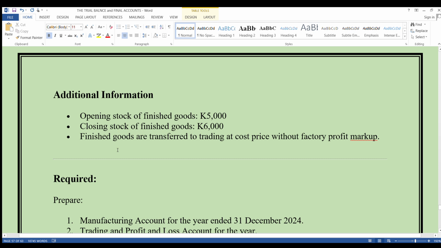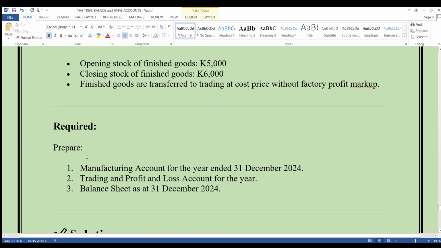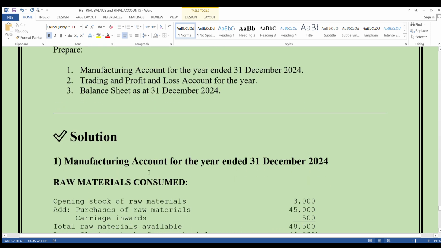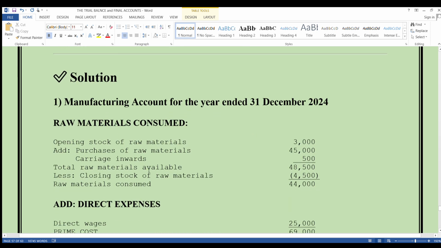in the profit and loss account. Okay, so the requirement is to prepare the manufacturing account for the year ended 31 December 2024, the trading and profit and loss account for the year, and the balance sheet as at 31st December 2024. So let's see how to go about it. We start with the manufacturing account.